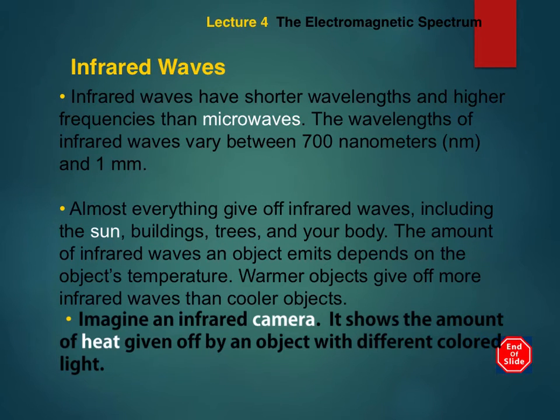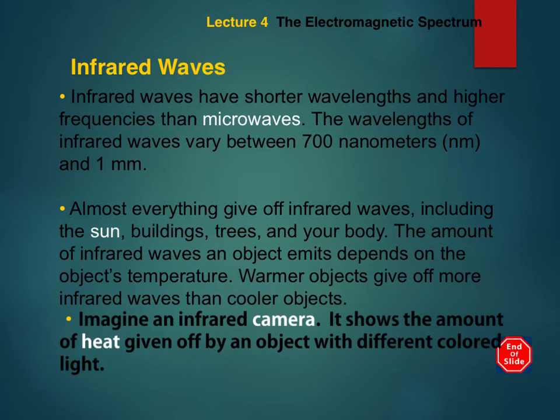The next type of wave is an infrared wave. We're moving down the spectrum. These have even shorter wavelengths, between 700 nanometers up to 1 millimeter. You can still conceptualize how big an infrared wave is, because a millimeter is a really small amount between your two fingers. You can visualize that.